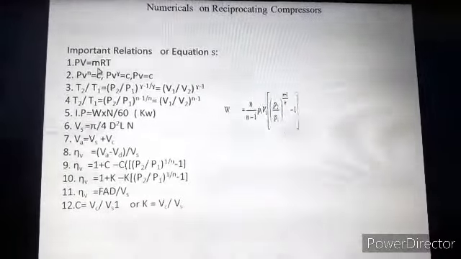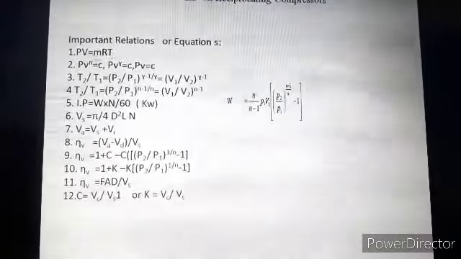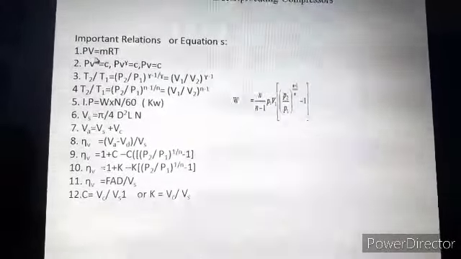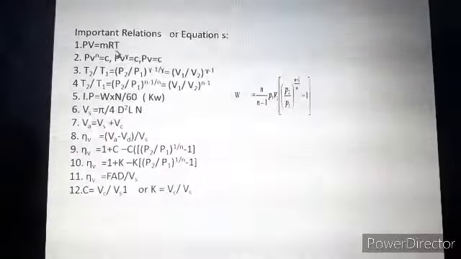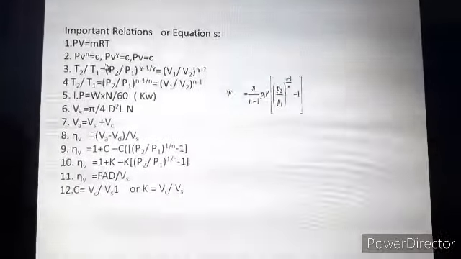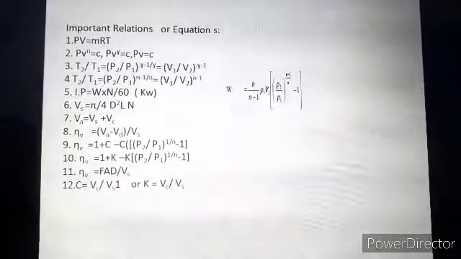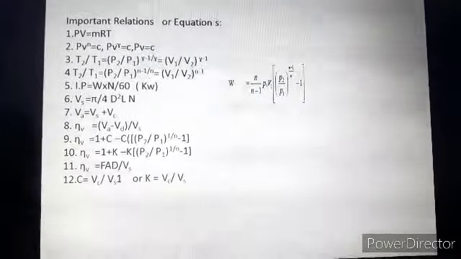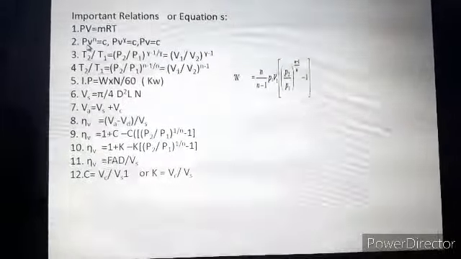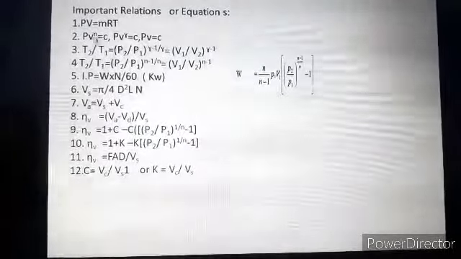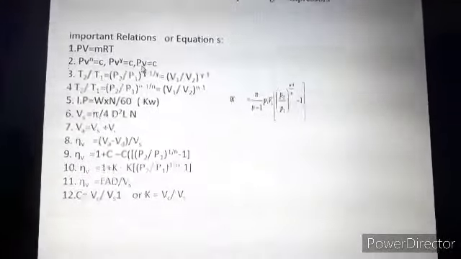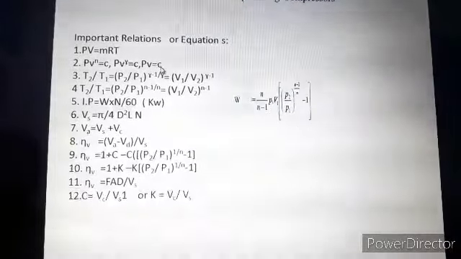Whatever equations we have discussed, the important equations are listed here. The first equation is PV = mRT, the general gas equation. Then the next equation is as per the type of compression in the compressor, whether it is polytropic, isothermal or adiabatic. If the compression is polytropic, the equation is PV^n = C. If it is adiabatic, PV^gamma = C. If it is isothermal, PV = C.